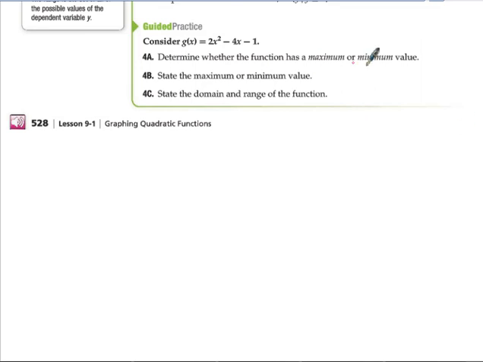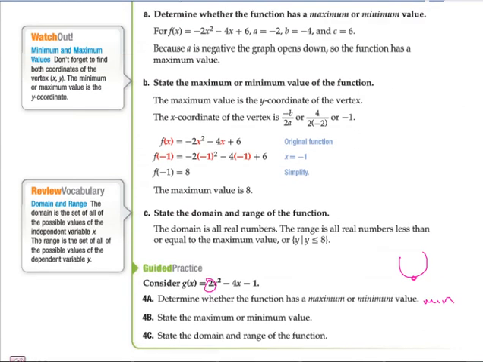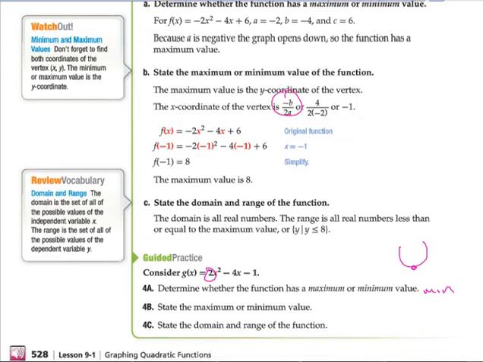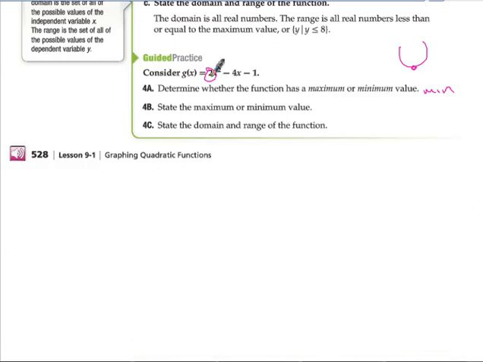Let's see. Determine whether the function has a maximum or minimum. Well, this is positive, which means it opens up, so it has a min. State the maximum or minimum value. Okay, so now we're doing the same thing we just did. I will go back so you can look at it. All we do is use this opposite of b over 2a thing to find the x, then plug the x in to find the y. Well, b is negative 4, so that's positive 4, over 2 times 2, which is 4.